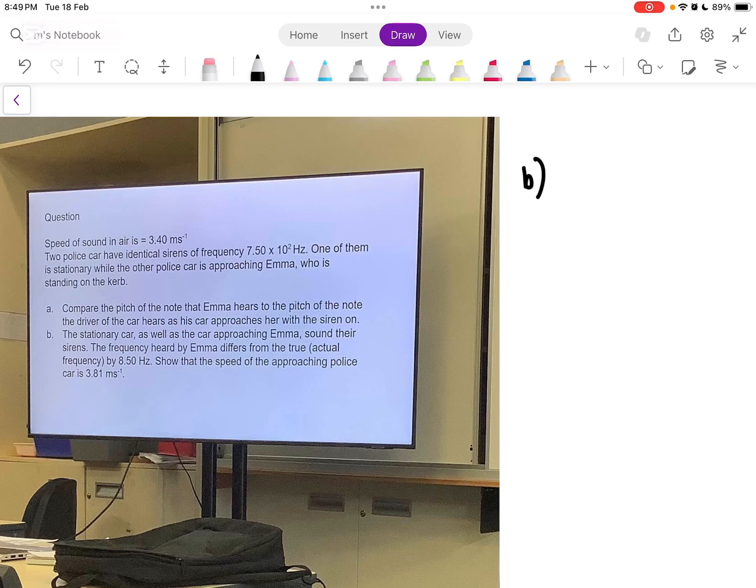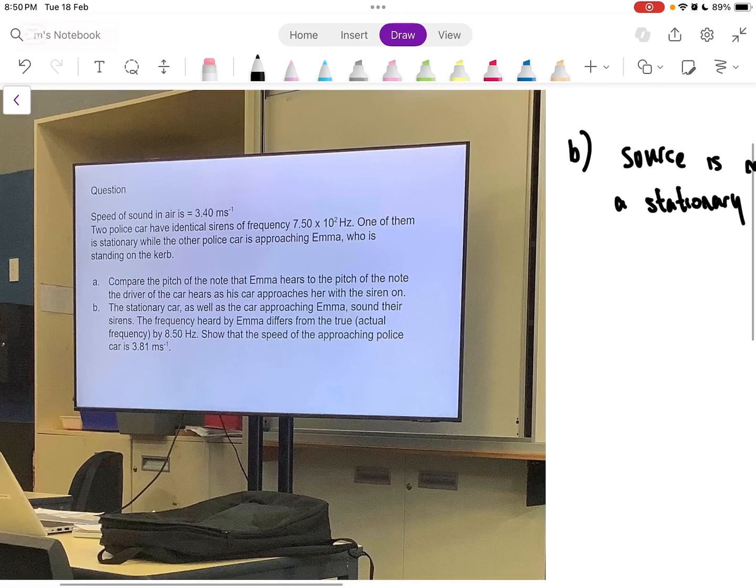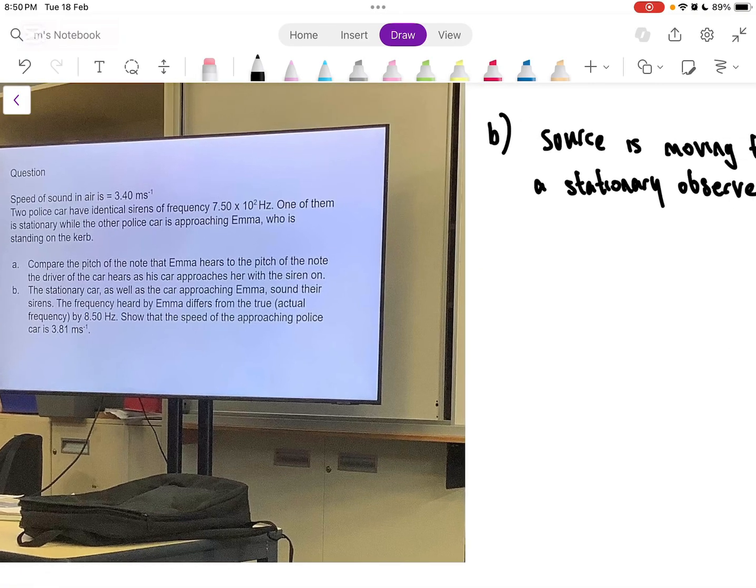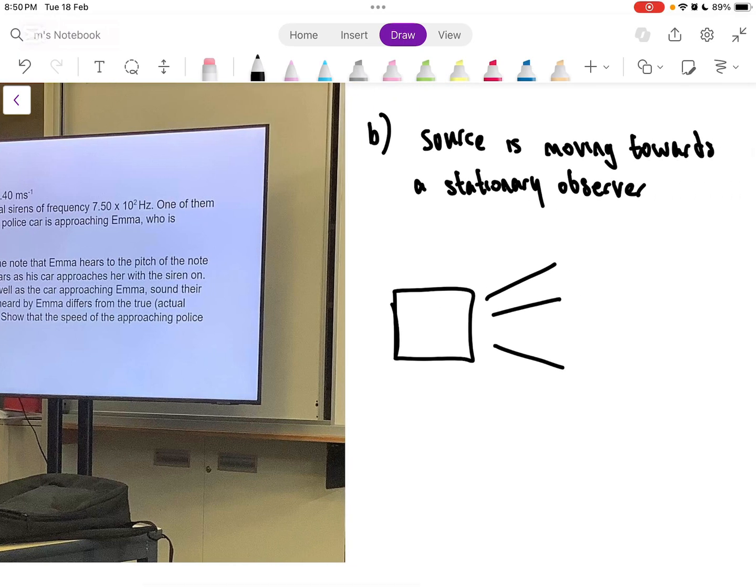you need to first realize that the source is moving towards the stationary observer. So the car with the siren is going towards Emma, who's just standing on the curb. So it's going that way. So the car is moving.